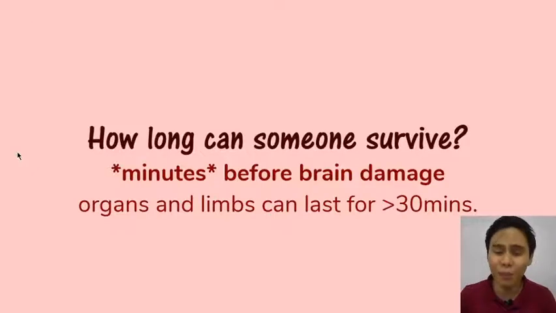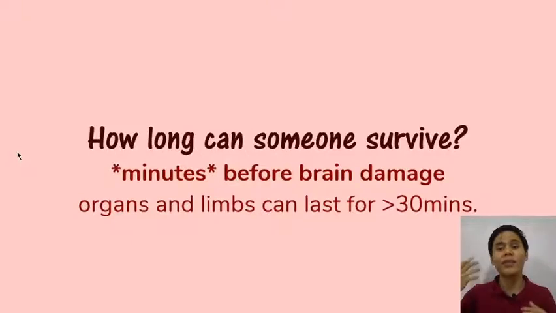You only have a few minutes, around 2 to 5 minutes, before brain damage occurs. So that's the scary thing. Your brain has all of your processing power, all your thoughts, all your memories, all your emotions. So when you get brain damage, that's the dangerous part of cardiac arrest. Your organs and your limbs are surprisingly tough. Most of them can survive for more than half an hour. So it's the brain that we need to take care of.